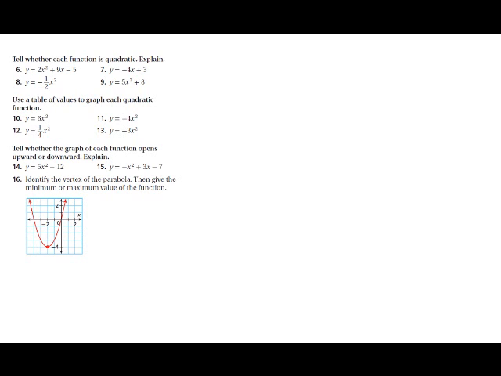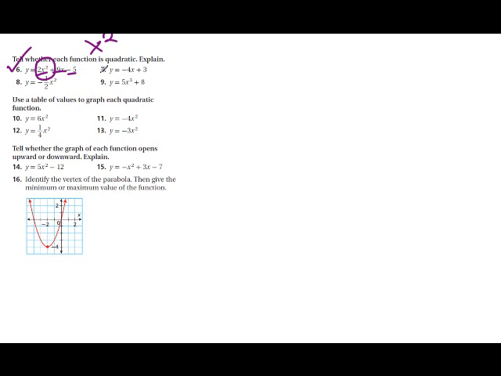So first part, tell whether the function is quadratic. Remember, for it to be quadratic, the highest degree has to be 2, which means somewhere you have to have an x squared, and it has to be the highest degree in the equation, our function. So if we look at number 6, we have x squared, we have 9x, and we have a constant of 5. The highest degree is 2, so this is quadratic.